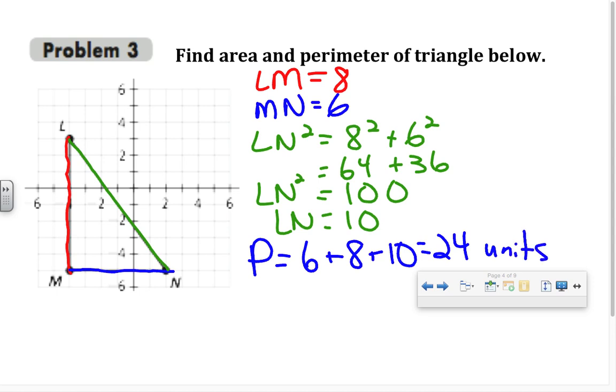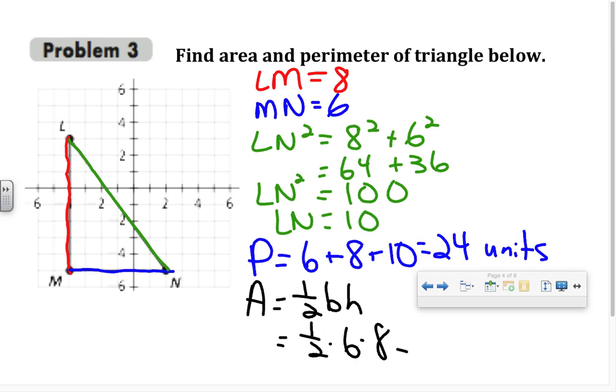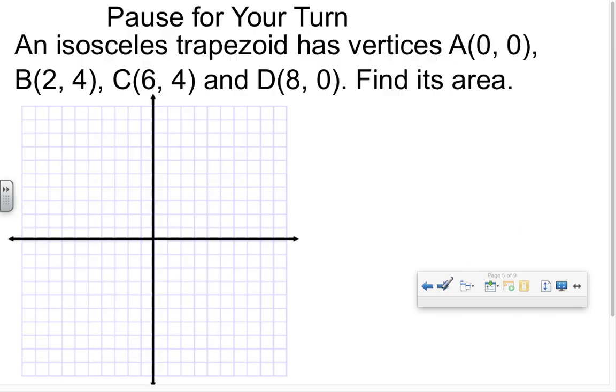In order to find the area of a triangle, I would hope that you'd remember from the previous cluster of units, area of a triangle is 1/2 base times height. And in this right triangle, the legs are the base and height. So 1/2 times 6 times 8 equals, oh, look at that, that's also 24. This one is units squared, however. Pause for this your turn.